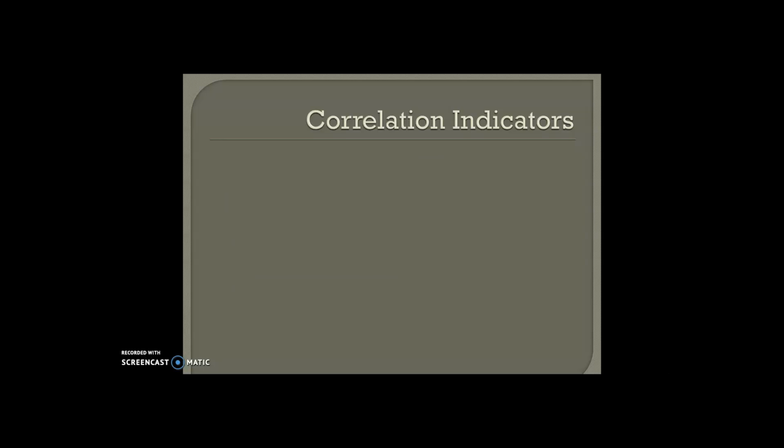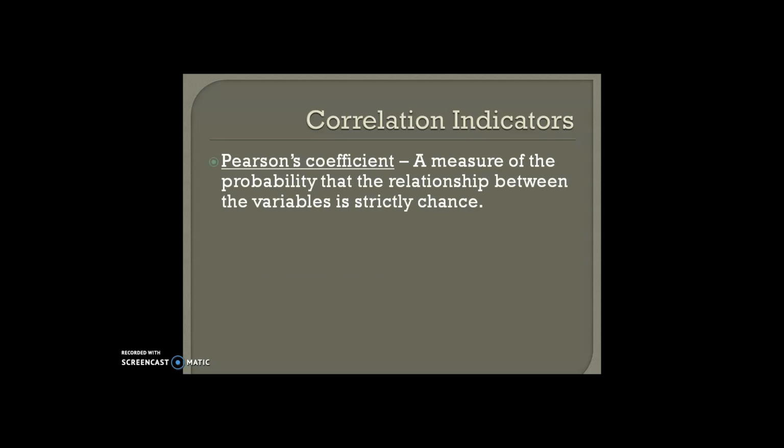I'm really hungry. So the other indicator that we've talked about in correlation is going to be the Pearson's coefficient. This is the significance. And as the definition indicates here, it is a measure of the probability that the relationship between the variables is strictly chance. Keeping in mind in statistics, we don't deal in chance. We don't want risk. We don't want uncertainty. We want to be as certain as possible. That's why we even run the statistics.